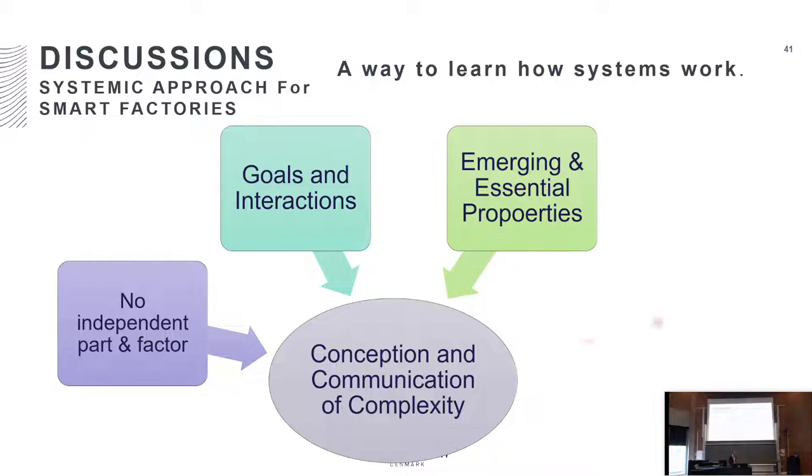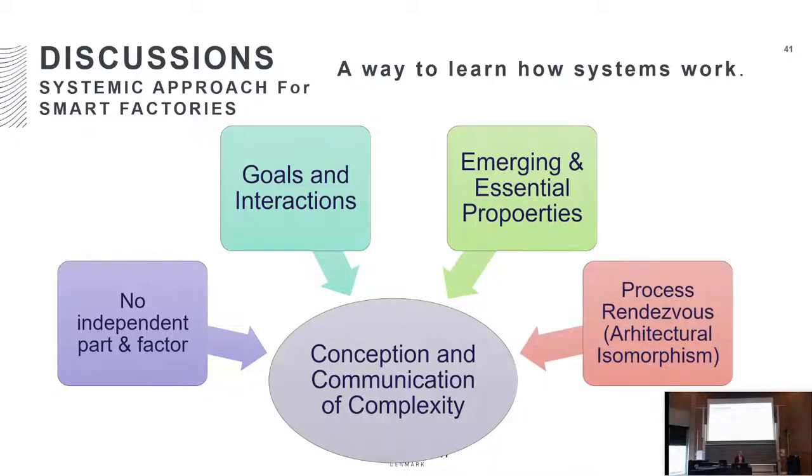And how do we do it? Process rendezvous, we call it. The product and production lifecycle processes can meet in the virtual factory, so we can see how they will work or not in the virtual factory, by achieving architectural isomorphism between the models from product, process, and systems.